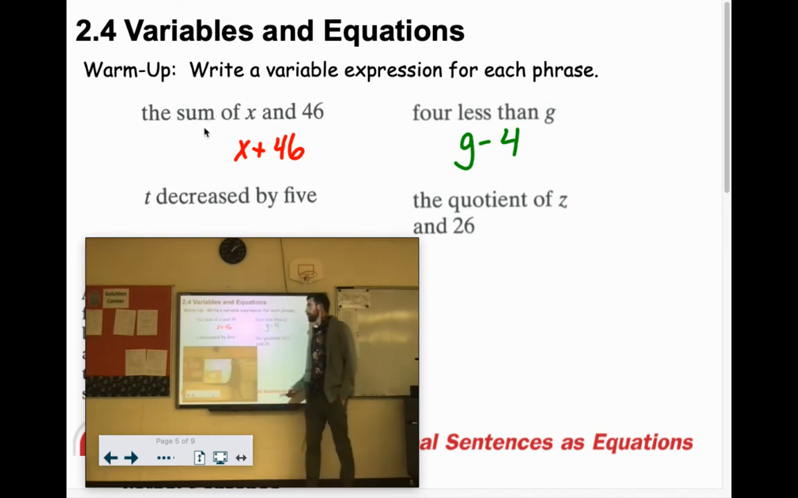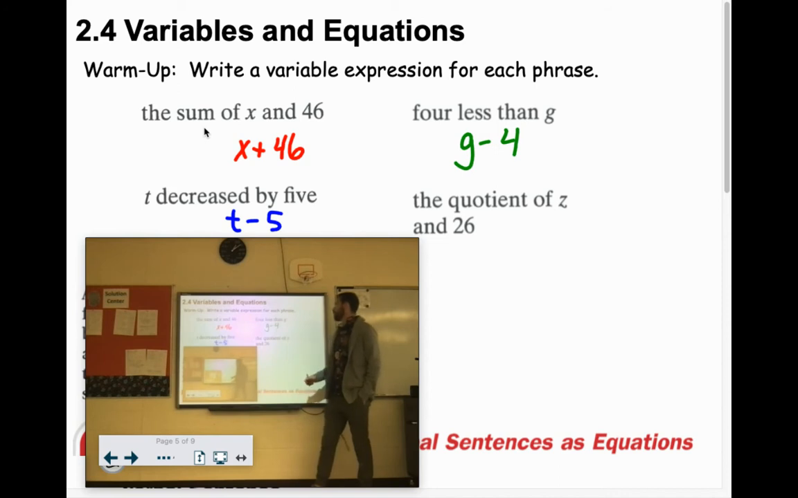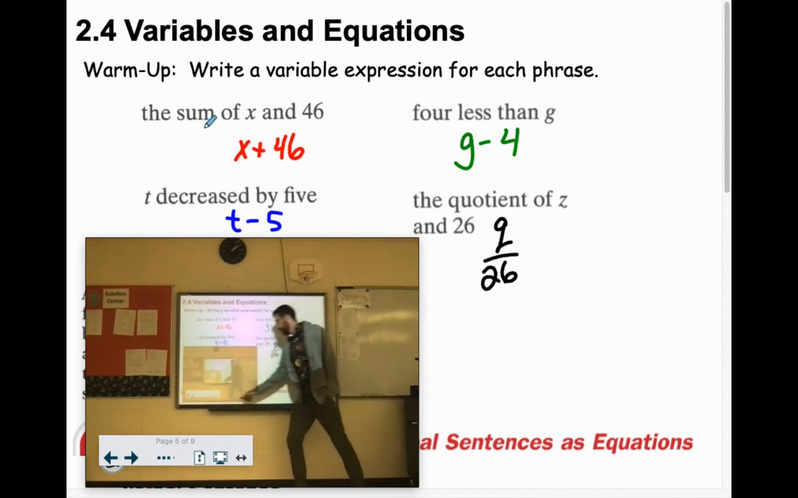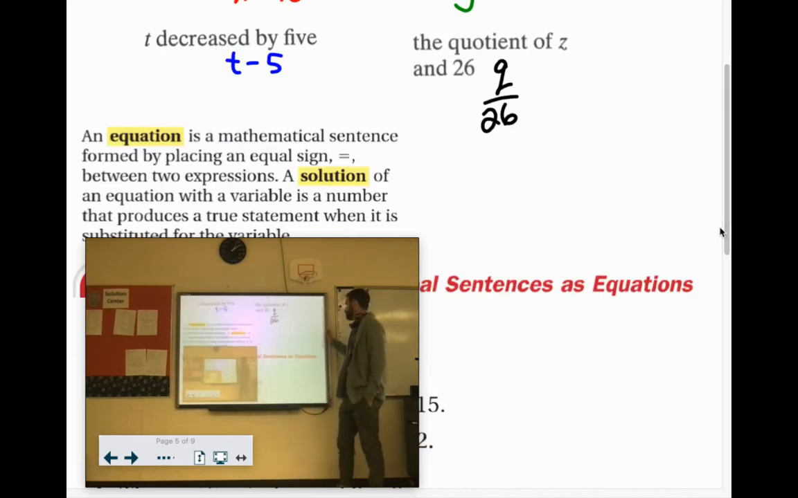T decreased by 5. Decreased by means subtraction, so t minus 5. And the last one, the quotient of z and 26. Quotient means division. So we have z divided by 26. I wrote it as a fraction. You could have written it next to each other too.